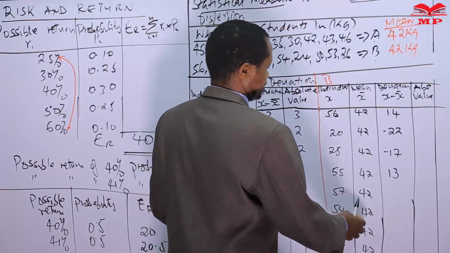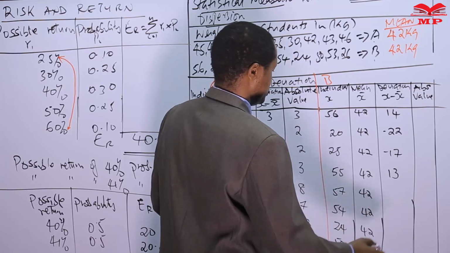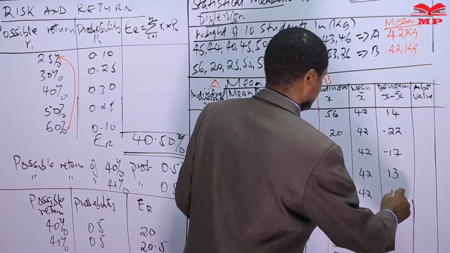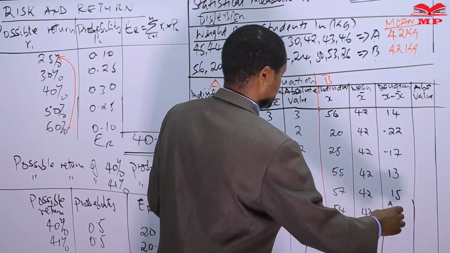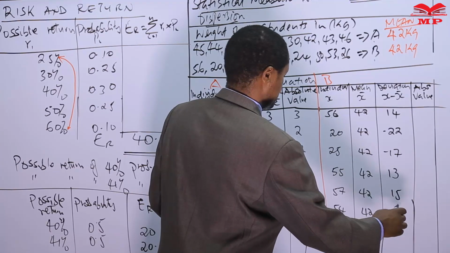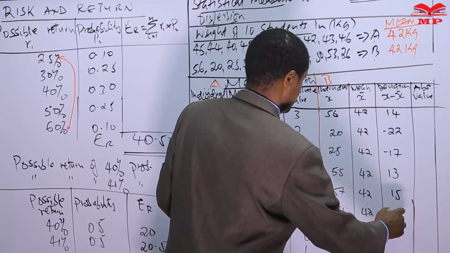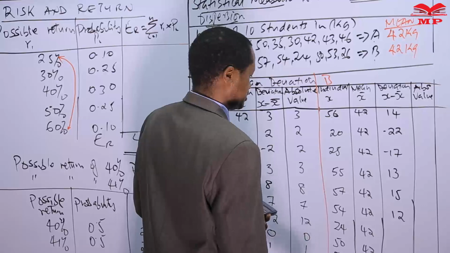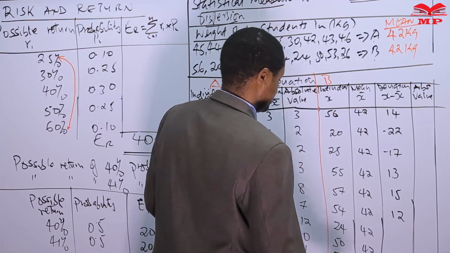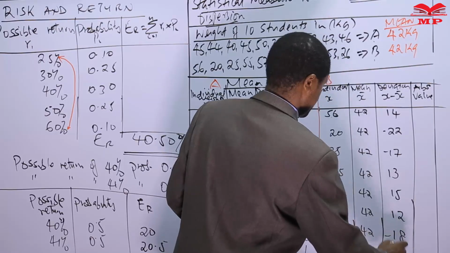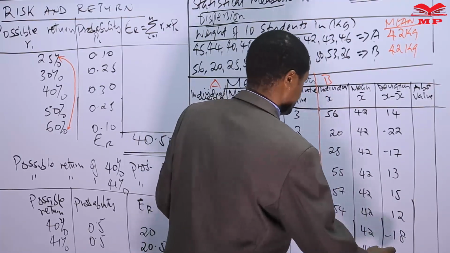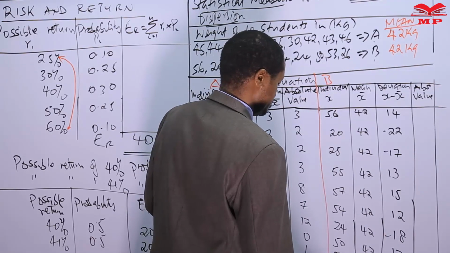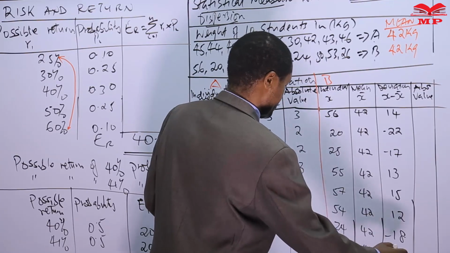57 minus 42 is equal to 15, then 54 minus 42 will be equal to 12. 24 minus 42 is equal to negative 18. 50 minus 42 is 12. 53 minus 42 is equal to 11.